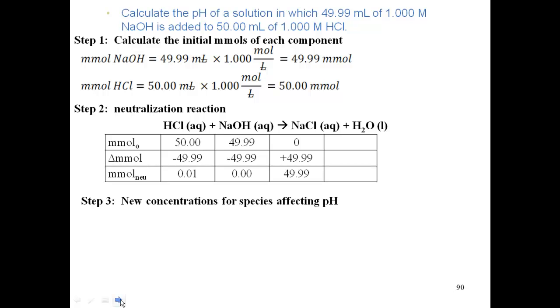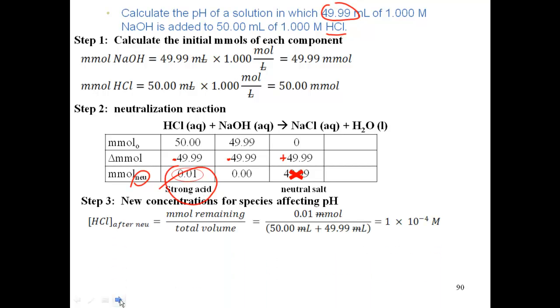Next step, new concentrations of the species affecting pH. What is HCl? It's a strong acid. Can that affect the pH of the solution? Yes, so that's something I have to worry about. I have 0 sodium hydroxide, so obviously that can't affect anything. What about 49.99 millimoles of sodium chloride? It's a soluble, neutral salt. Can that affect pH? No, so I'm not going to worry about that. So the only thing that can affect pH is my HCl, and I'm just going to determine the new concentration of that species only.